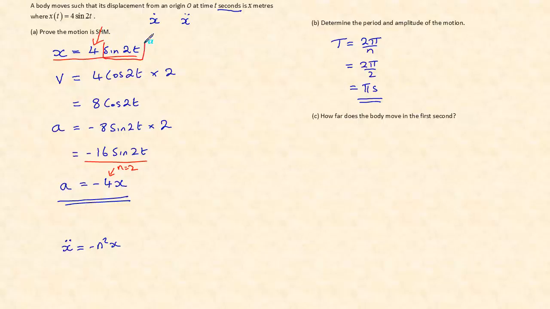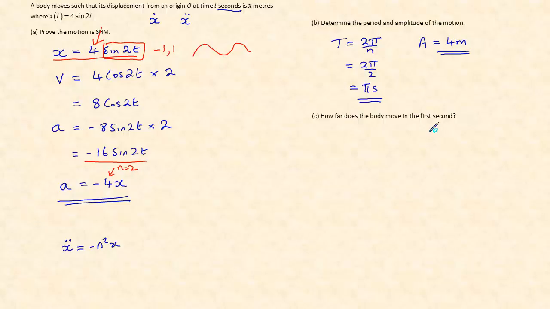Remember that this part, the sine, will go backwards and forwards between negative 1 and 1. We know the shape of the sine graph. Therefore, x will go backwards and forwards between negative 4 and 4, which means that the amplitude is going to be 4 meters.